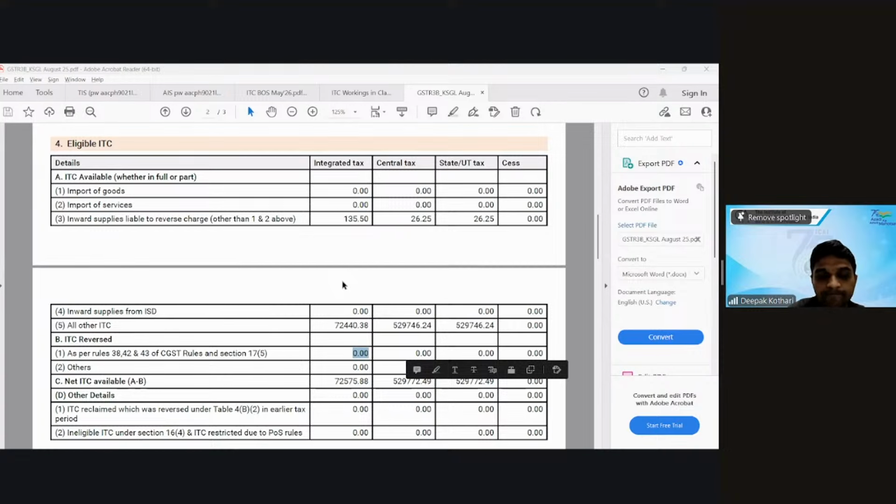Okay, so then there arise chances of mismatch. Correct. So if some vendor has given you an invoice, but he has not uploaded it in GSTR 2B, then your credit will be less to that extent. Okay, sir. Thank you, sir.